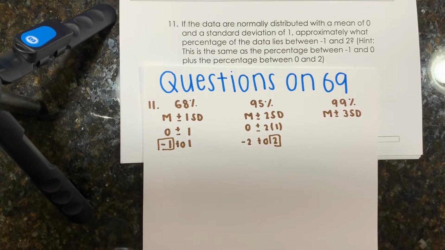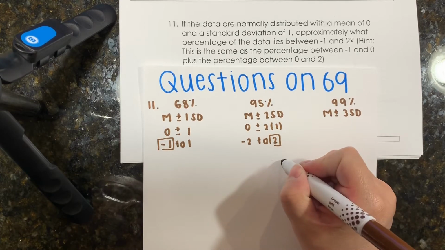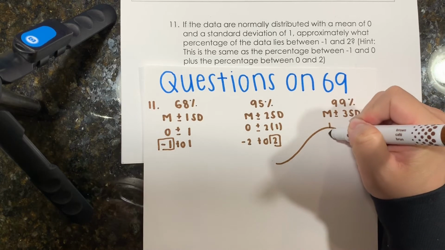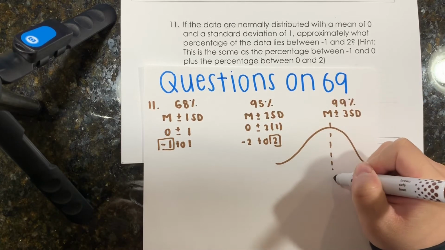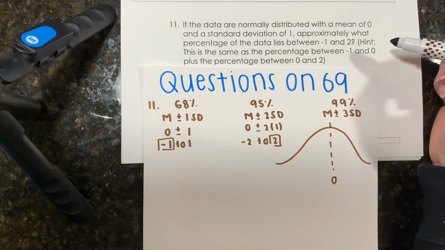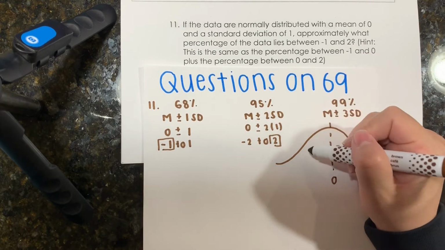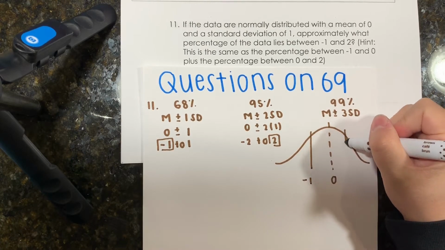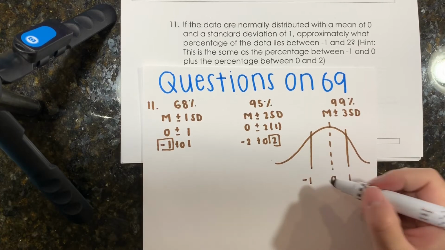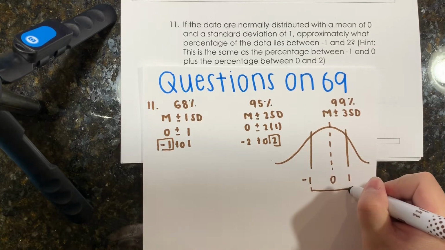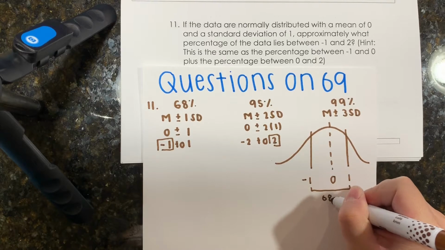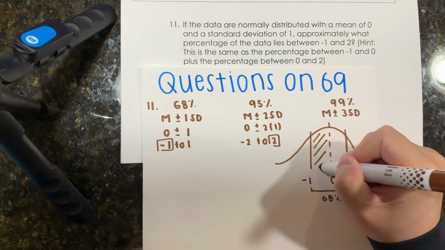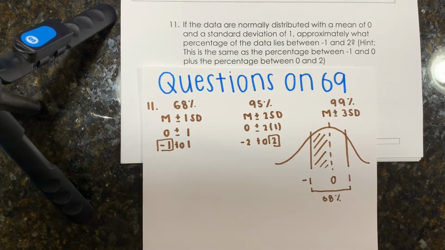So now what I'm going to do is draw a standard normal curve, where the mean is at 0. And it's saying that the same percentage between -1 and 0. Well, between -1 and 1, this percentage is 68%. So what would be the percentage of just -1 to 0? Well, it would be half of that percentage. So that would be 34%.